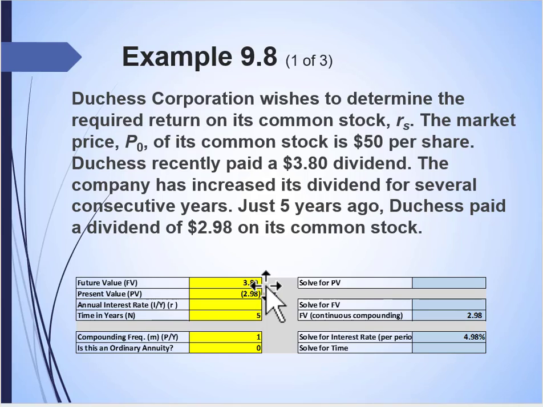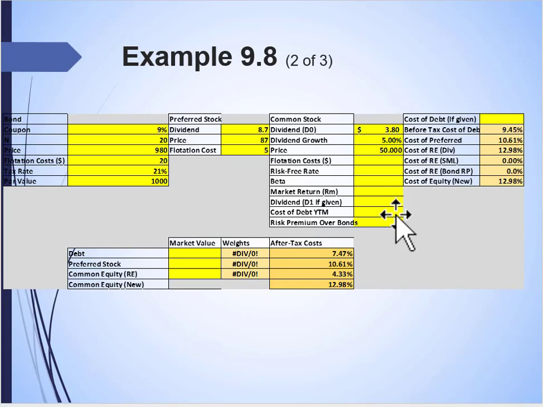$3.80 is the future value. 5 years is the time frame for this. So if we look at this, we understand a little bit about the growth rate of dividends. The dividends for this company have grown at roughly 4.98%. So we've done these exercises before.